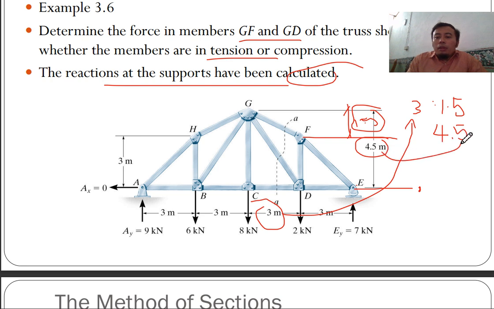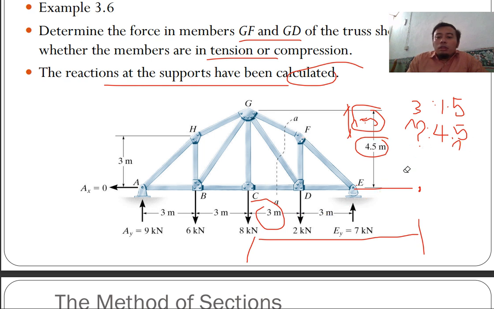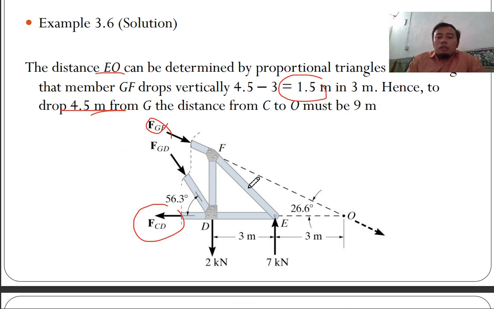4.5 here, right? So how much is this value? What is the distance here? So that's what we want to find. So based on this proportion, you will see that this is three times higher. So by proportion, you should also multiply this 3 by 3. So that's how you get 9 meter. So basically 9 meter from C to O. So that is your moment arm from C to O.